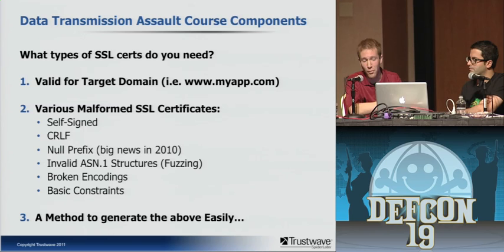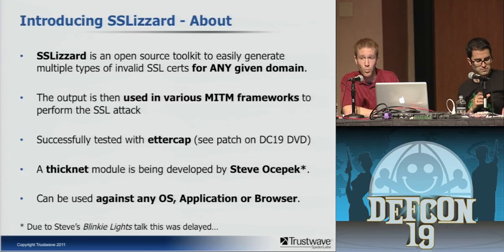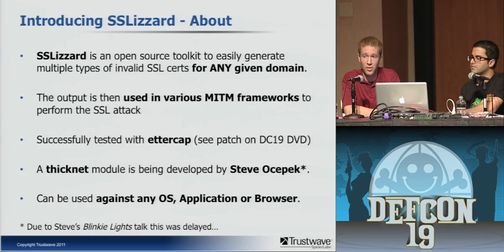So then you would need a method, of course, to generate the above easily. So what we went ahead and did was wrote a Ruby script called SSLizzard that's an open source toolkit to easily generate multiple types of invalid certs for any given domain. The output can then be used with EtherCap to run these attacks against your apps or others to see if these things are vulnerable.